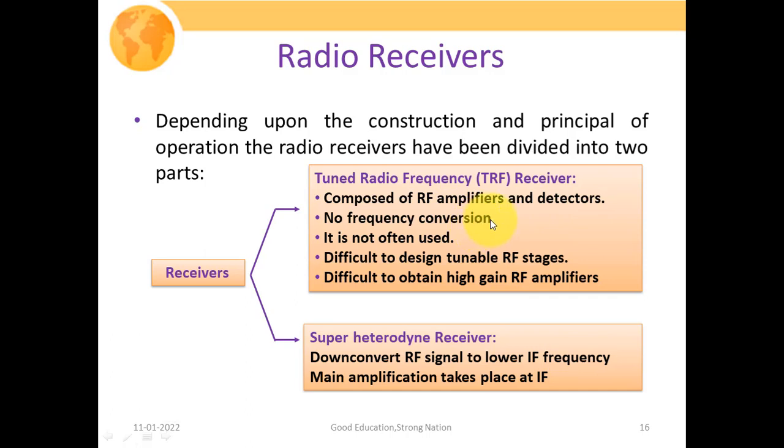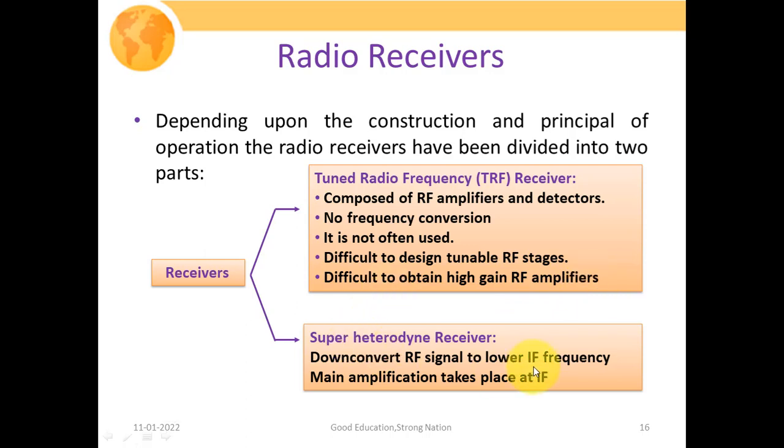There will be no intermediate frequency conversion in the tuned radio frequency receiver, whereas this happens in the superheterodyne receiver. The TRF receiver is not often used just because at high frequency operation its response is not good. It is difficult to design tunable RF stages due to the non-linearity existing in the amplifiers. It is also difficult to obtain high gain RF amplifiers, since at high frequency applications the gain of the amplifier gets reduced.